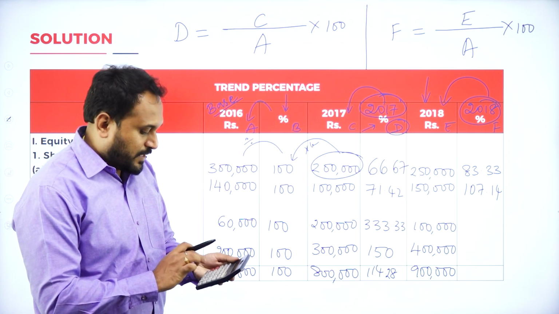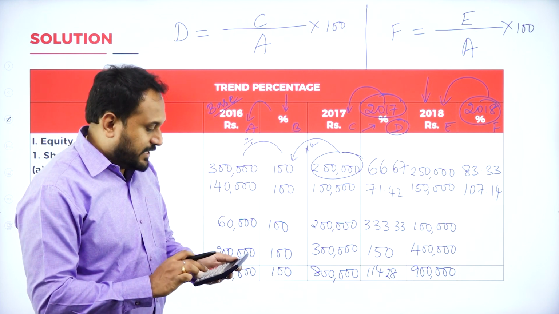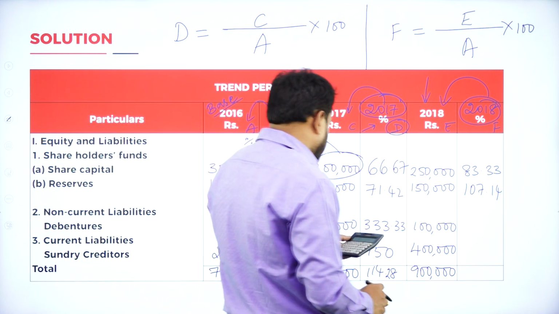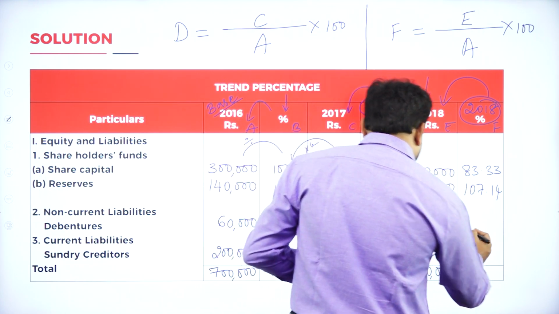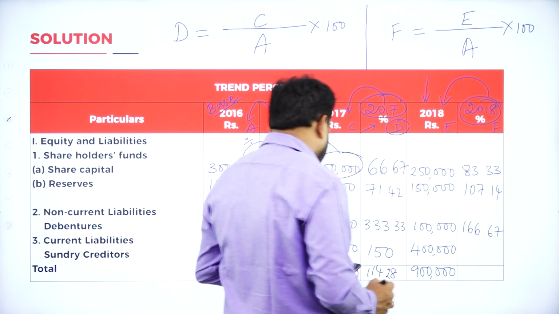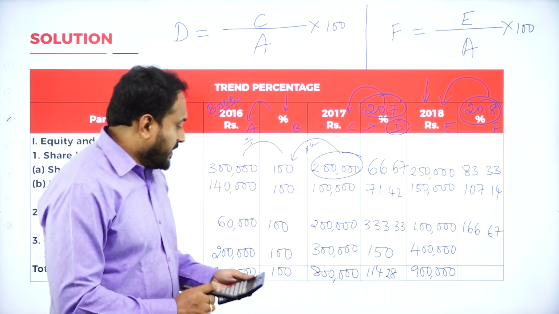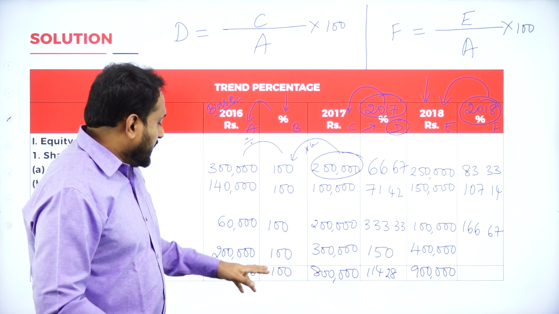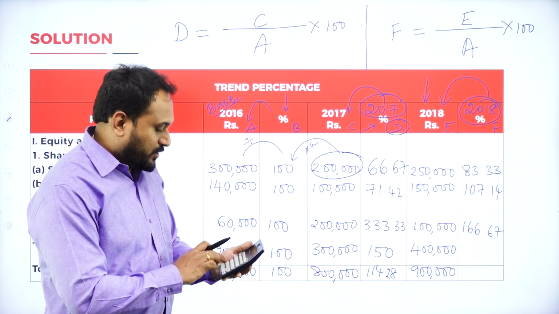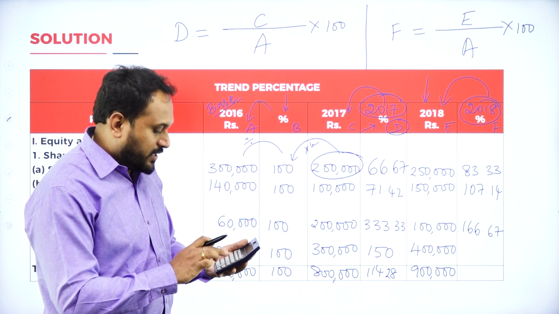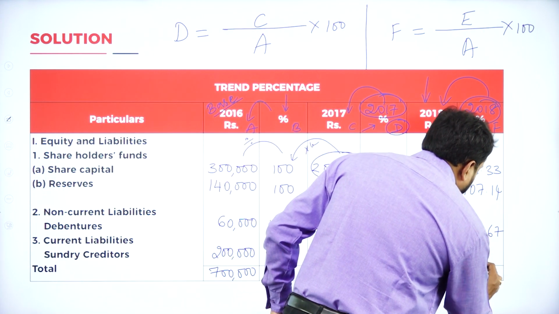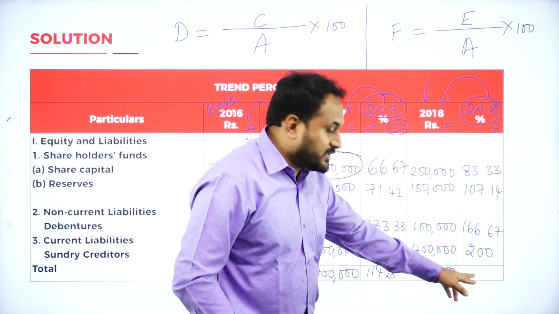Next one, same here. 1,00,000 is there. 1,00,000 into 100 divided by 60,000 is equal to 166.67. Done. The last one here, we have 4,00,000. See, for 2,00,000 it is 100. So for 4,00,000 it is 200. Let's just check. 4,00,000 into 100 divided by 2,00,000 is 200%.